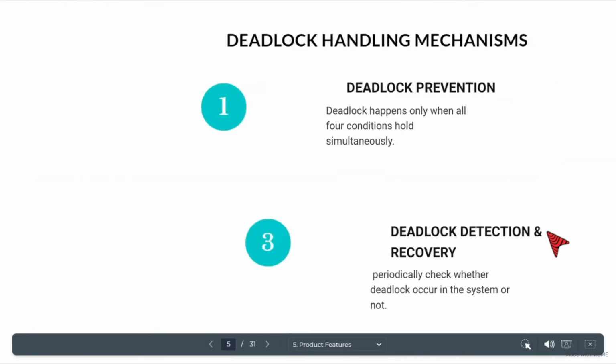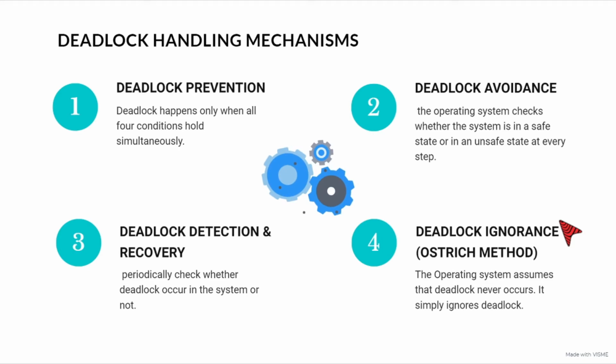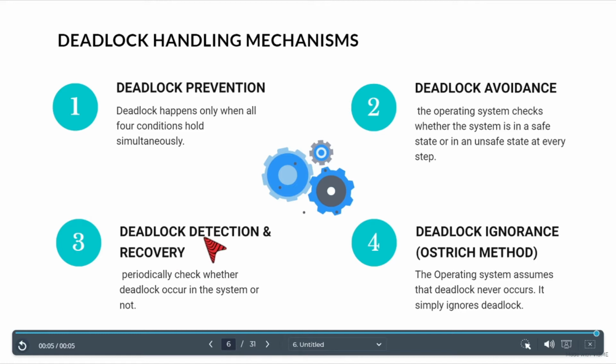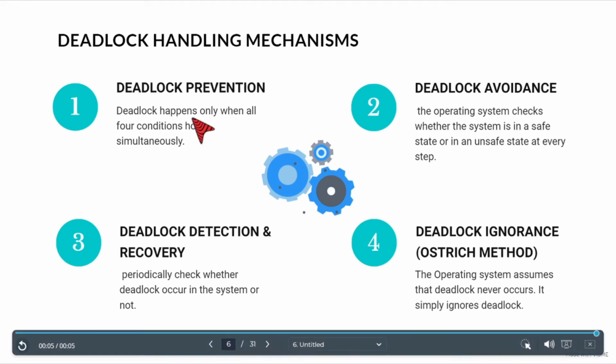So let's hop on to the main topic that we are going to discuss in this lecture, that is deadlock handling mechanisms. So there are four deadlock handling mechanisms: deadlock prevention, deadlock avoidance, deadlock detection and recovery, deadlock ignorance. In real life also, if some problem comes, then basically these four are used to solve the problem. Like in real life, if I have some problem, then I might try to prevent the problem, or I might try to avoid the problem, or I can detect the problem and recover from it, else I can ignore the problem. So we can easily relate it with our real life problems.